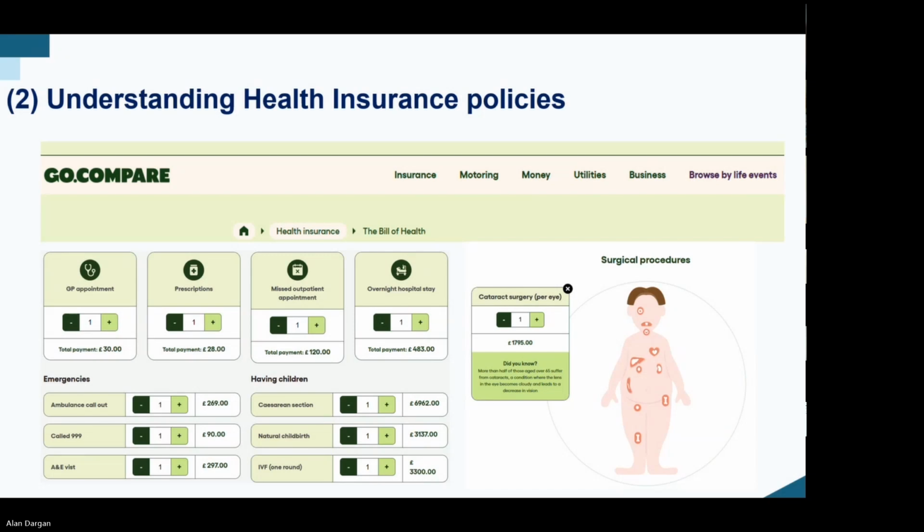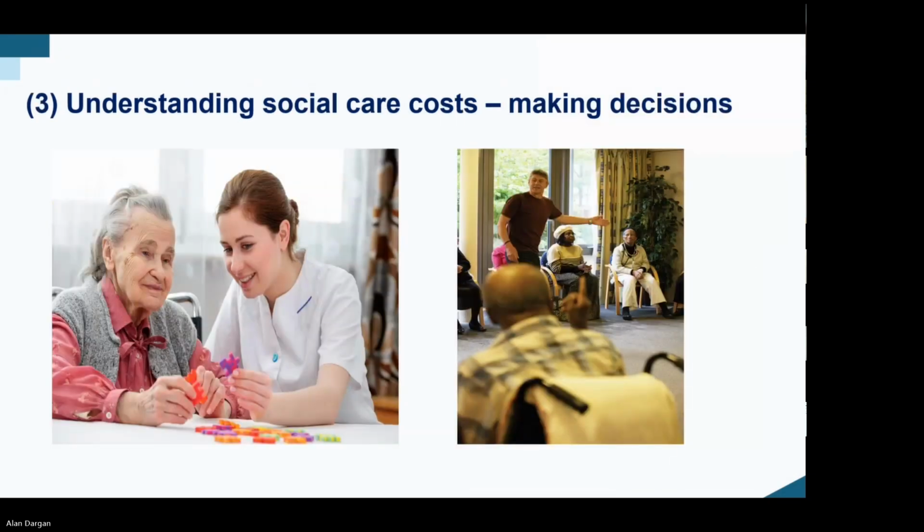On the next slide, we've got another example, and this is where some people may be interested in the costs of health and social care when it comes to making decisions about social care provision, especially for a relative, or for holding their local authority to account when it comes to social care spending and commissioning.